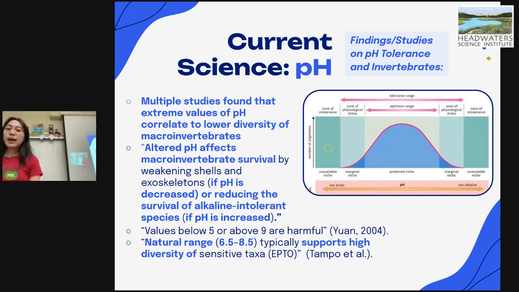And yeah, so moving on to another trend. These results aren't just applicable to macroinvertebrates. The picture right here shows that a higher diversity of any organism is achieved in the moderate or natural ranges, which are these three boxes in the middle. Whereas on the left and right, those are lower diversity, and those correlate with more extreme pH ranges.